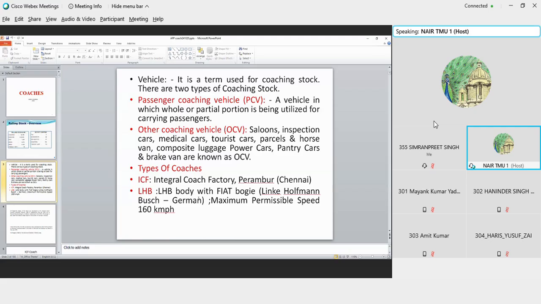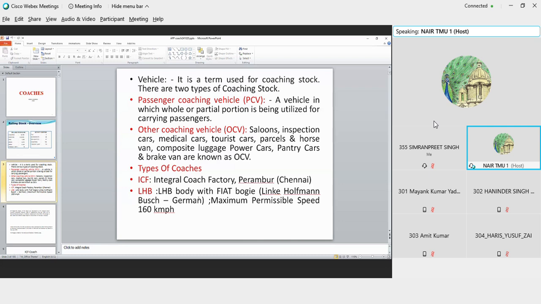Why this demarcation becomes important is because there is something called codal life or the life of the coach. For a passenger coaching vehicle, if it is an ICF coach, we have fixed the codal life as 25 years. If it is an LHB coaching vehicle, we have fixed the life as 35 years. If it is an other coaching vehicle, if it is a saloon, we have fixed the life of the coach as 40 years because we believe that the other coaching vehicles are not so heavily utilized vis-a-vis a passenger coaching vehicle. You have much more utilization in a passenger coaching vehicle as compared to the OCV.